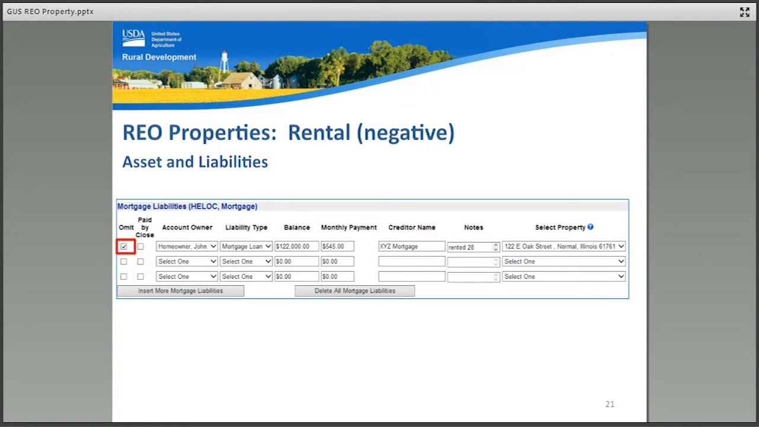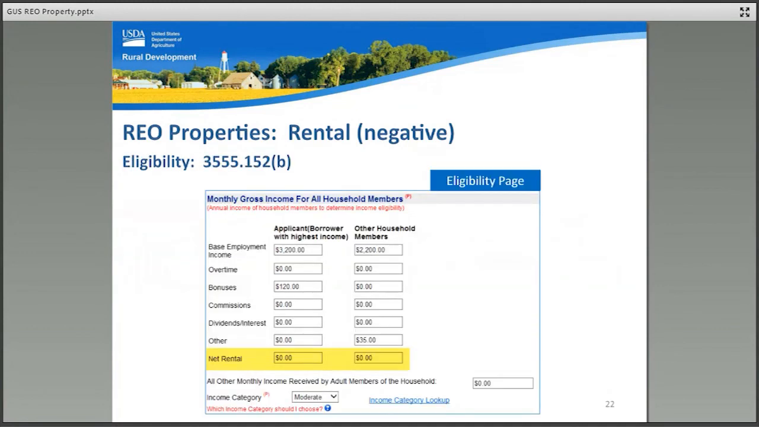This will ensure the mortgage payment is not included in the debt ratio calculations. GUS is already including the net rental income loss into the monthly debt ratio calculations. Therefore, if the user does not omit the mortgage liability from this application page, the applicant will be negatively impacted by not only the mortgage loan payment, but also the negative net rental loss as well. This should, of course, be avoided.